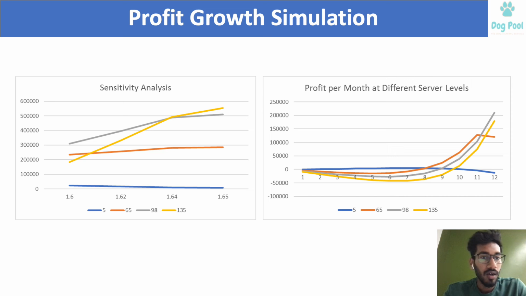Moving on, we also did a sensitivity analysis using the growth rate models, using the different growth rates at the suggested levels of servers that are 5, 65, 98 and 135. As we can see, at different growth rates these numbers give you different levels of profit, and depending upon the requirement of the business and what business strategy you want to opt for, the different levels of growth rates and their respective server numbers can be helpful.